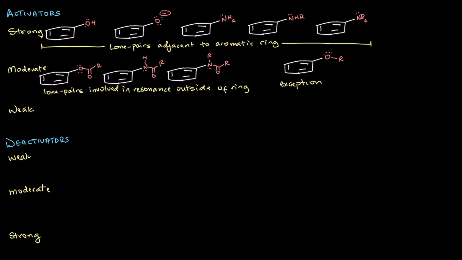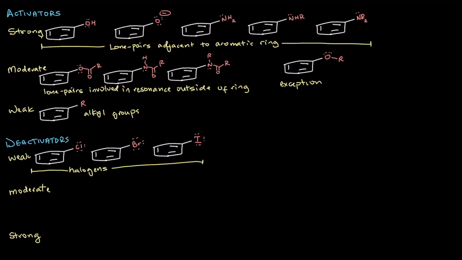An exception to the rule is if you have your alkoxy group, so your anisole, for example, will be an example, that those are considered moderate activators, even though there are no competing resonance forms outside of the ring. Okay, so be careful with the OR versus your OH. Your OH group is a strong activator, your OR is a moderate activator. For your weak activating groups, you simply have your alkyl groups.